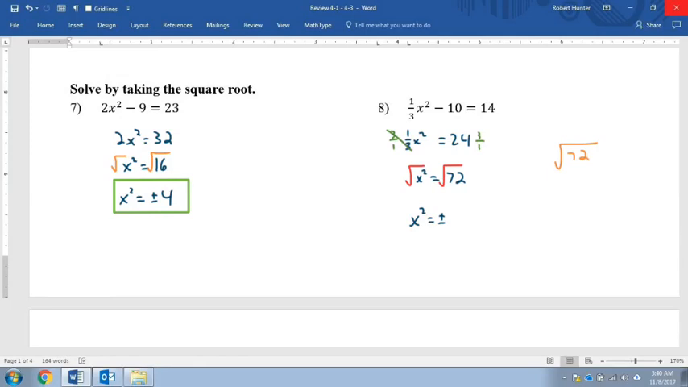72, well, it's not divisible by 8 times 8 is 64, no. 9 times 9 is 81, 7 times 7 is 49, no. 6 times 6 is 36. Yeah, that goes into it. That's 36 times 2. Bring out the 36, that's 6 on the square root of 2. So x equals plus or minus 6 times the square root of 2. And there you go. Cool.